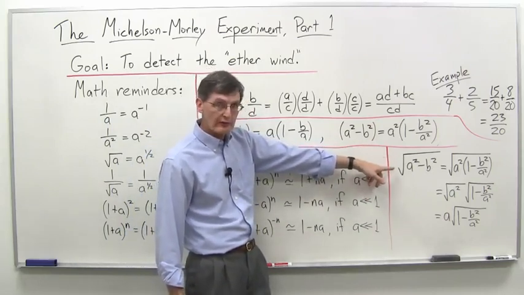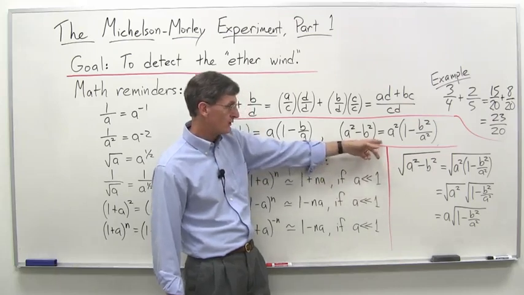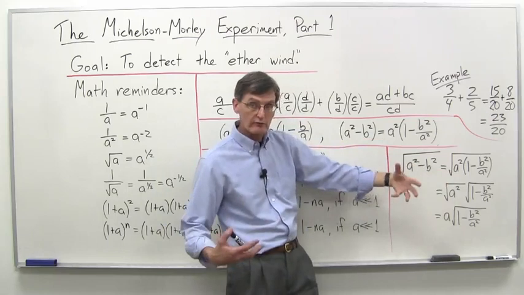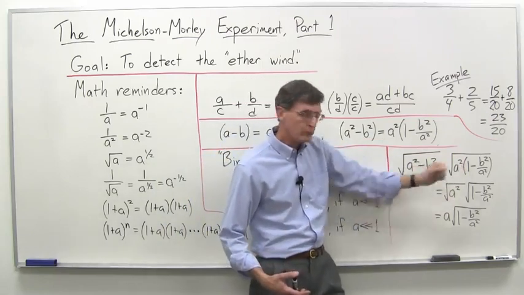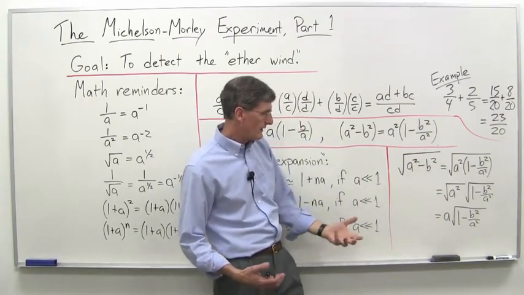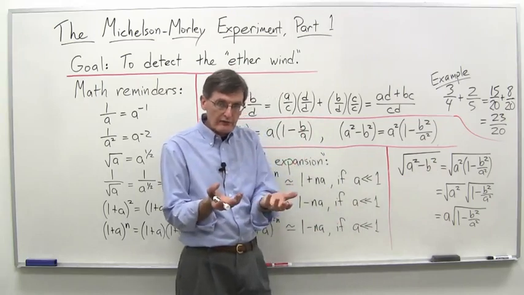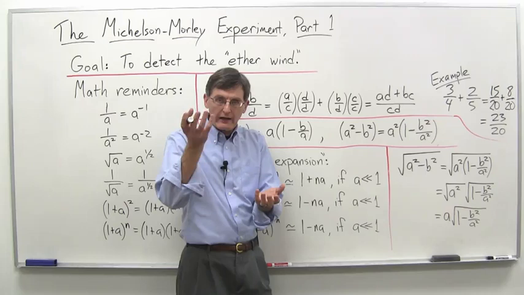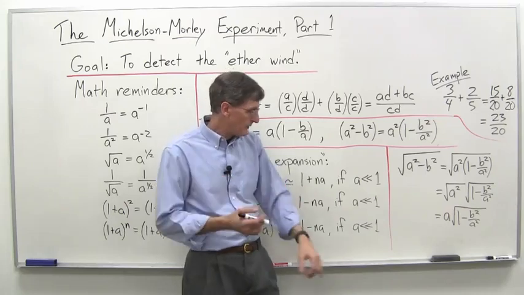Square root of a squared minus b squared. We'll use this little mathematical technique. So factor out the a squared, all under the square root sign. A squared times 1 minus b squared over a squared. Then, if you have the square root of two products, like the square root of x times y, you can do that as the square root of x times the square root of y. So that's what we did here.